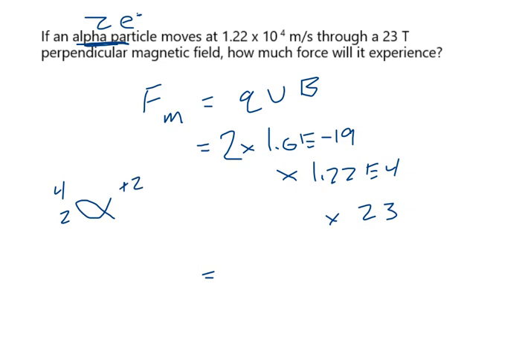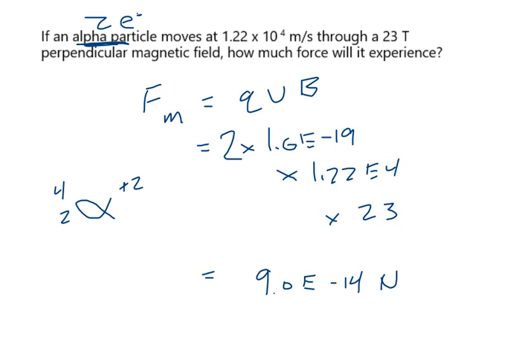So, okay, let's do the math here. 2 times 1.6 e minus 19, and then times 1.22 e4. Like Philip pointed out, if we were to do a hand rule, we would have used our right hand. I guess with rounding, I got 9.0 e minus 14. Anybody else get that? Okay, and then this is a force, so newtons.